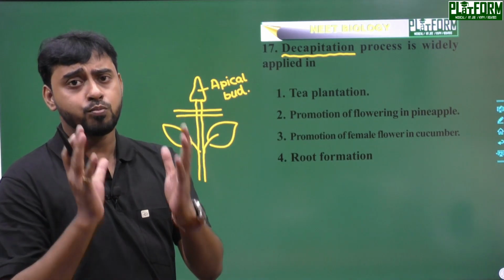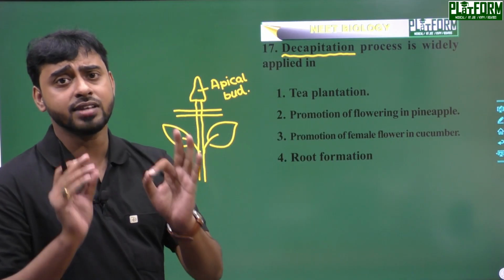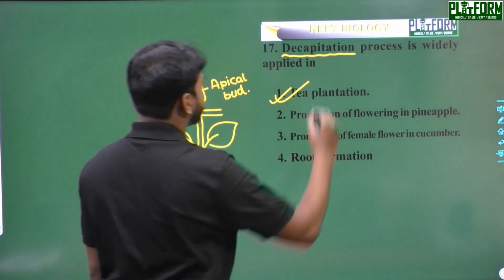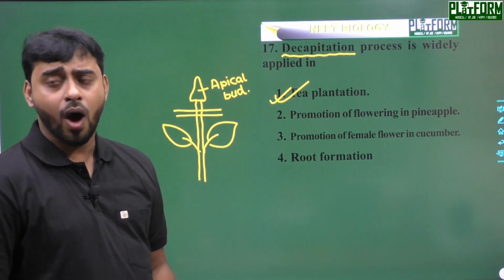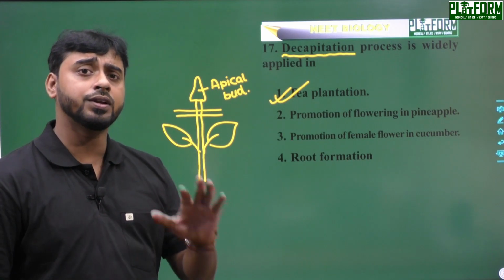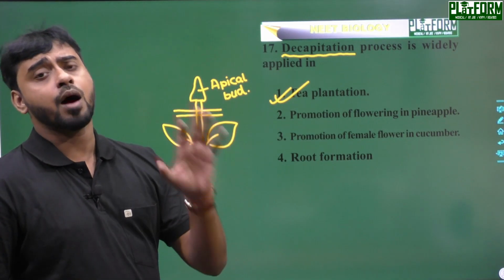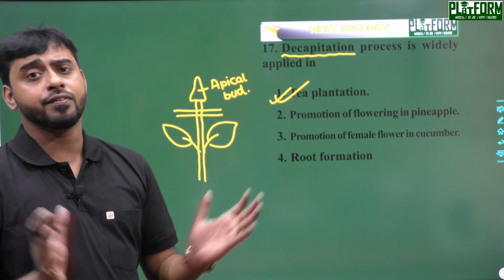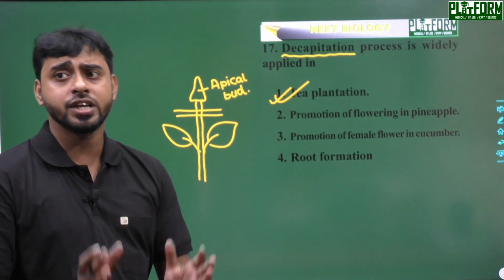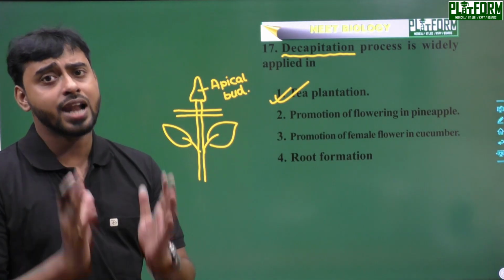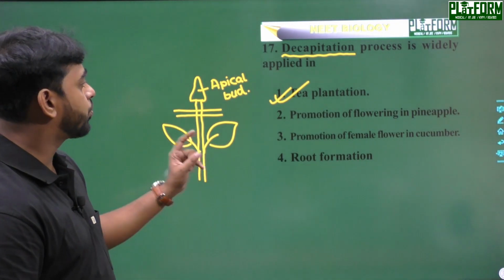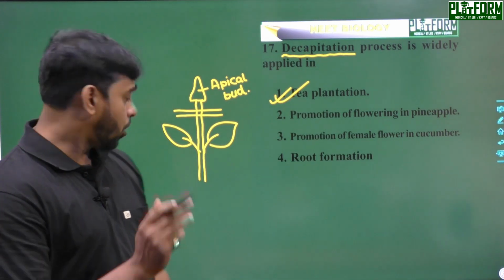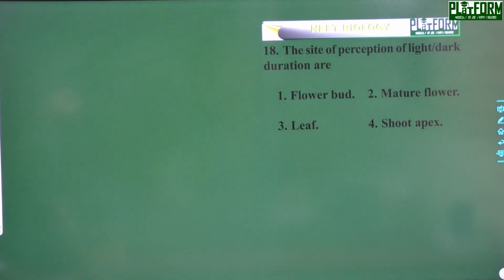Okay, this type of bushy habit where the decapitation is applied. So in this particular section, the correct answer is it is used in tea plantation. Why is decapitation used in the tea plantation? We know that the tea plant is with a bushy habit. So if we remove the apical bud, that leads to the development of several lateral buds, which leads to the development of several lateral branches. So the correct answer will be a tea plantation. Clear? So move to our next question.